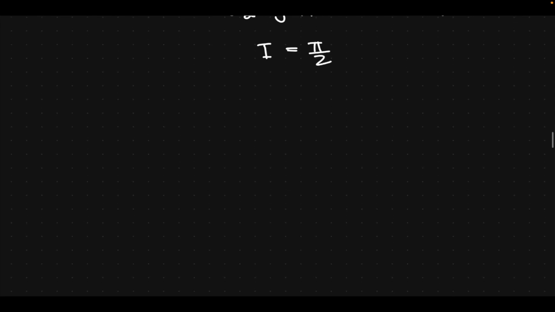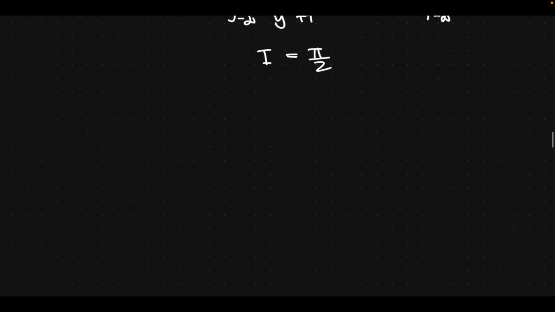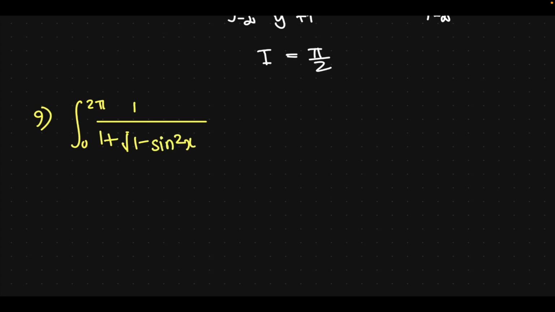That's the answer. Now the penultimate question, let's move on. We're marching forward. And that's why I said, if you have questions, let me know. Integral from 0 to 2 pi of 1 over 1 plus the square root of 1 minus sine squared x dx.